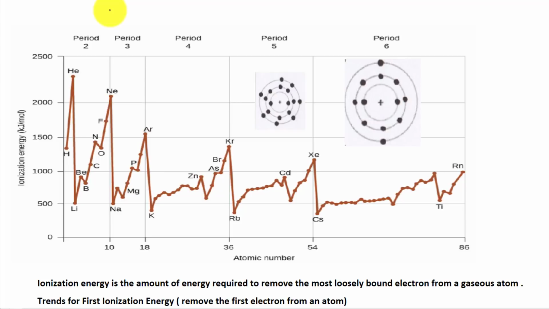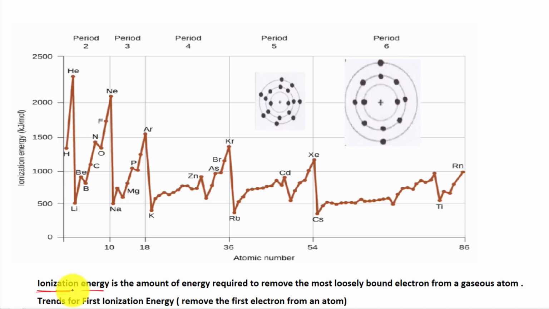In the previous lessons, we learned how to use the periodic table to determine the relative size of different elements on the periodic table. In this lesson, we are going to look at using the periodic table to determine the relative ionization energy. So, ionization energy.